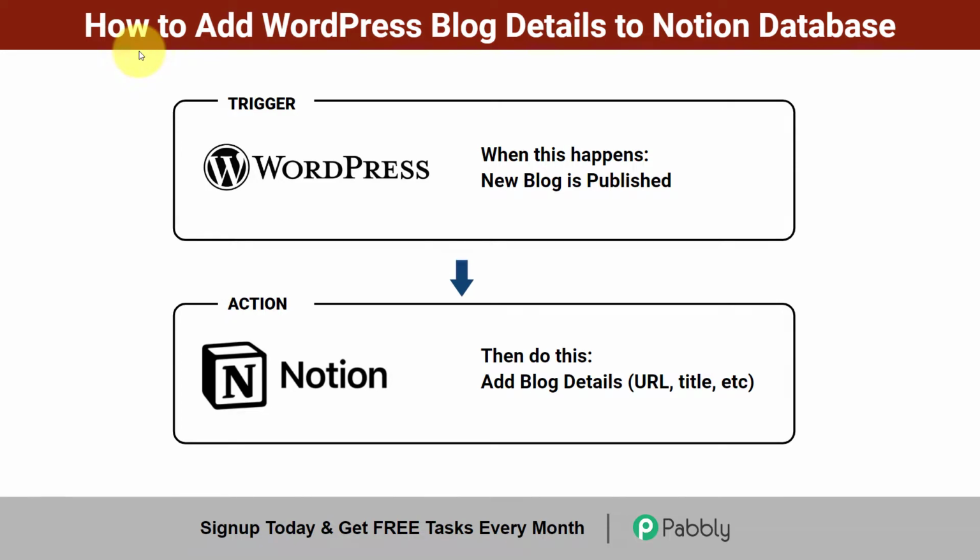In this video, we will learn how to add WordPress blog details to a Notion database automatically. So whenever a new blog is published on your WordPress website, we are going to automatically add the blog details, basically the URL, the title, etc. into the Notion software, which is an amazing note-taking software where you can manage your tasks very efficiently.